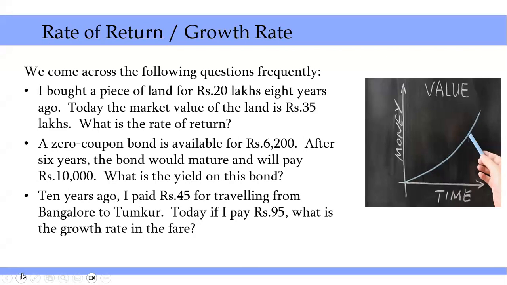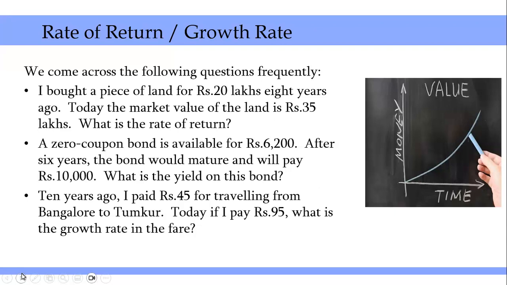Similarly, a zero coupon bond is available for rupees 6,200 today. A zero coupon bond is one where the bond doesn't pay any interest during its life. If this bond has 6 years to maturity, and at the end of 6 years, it gives me rupees 10,000, which means I can pay 6,200 today to buy the bond and receive rupees 10,000 at the end of 6 years. I would like to know what is the yield on this bond.